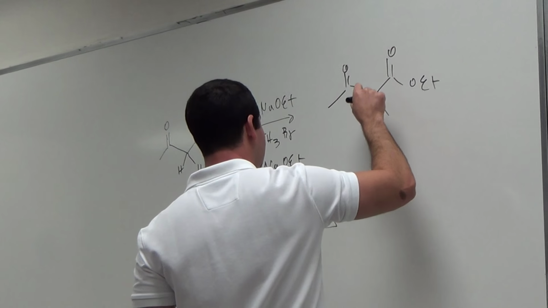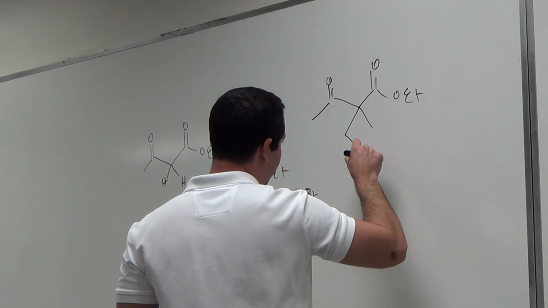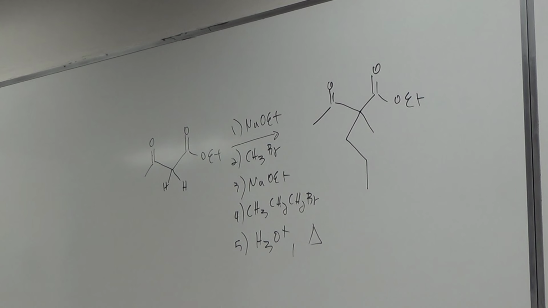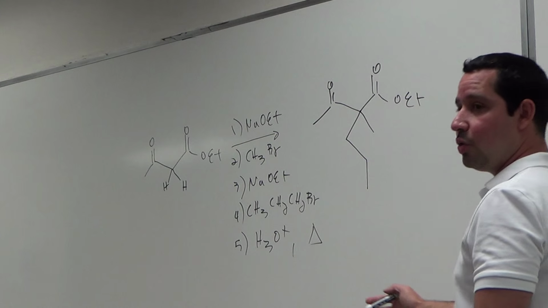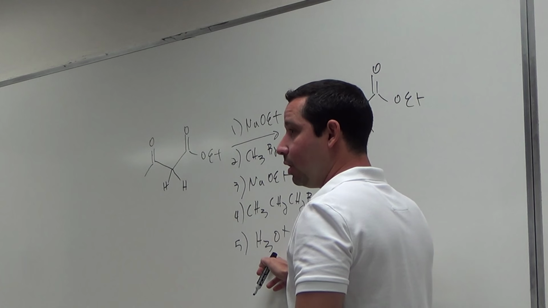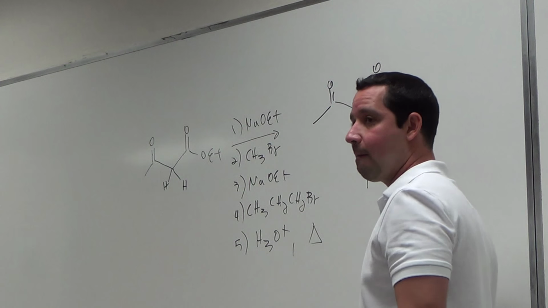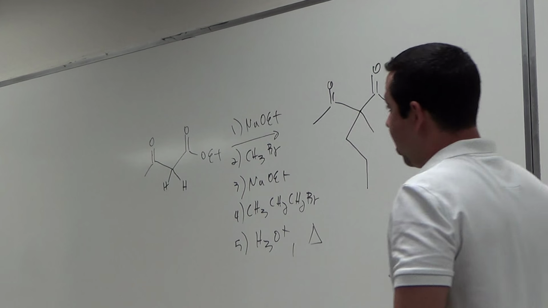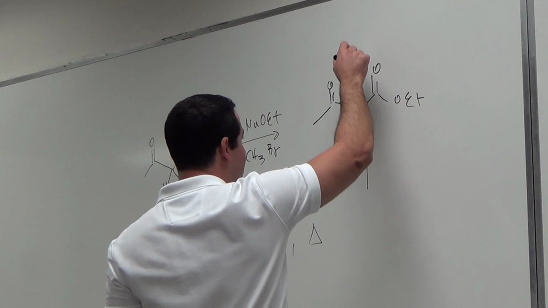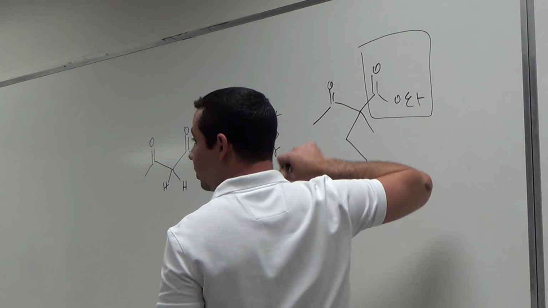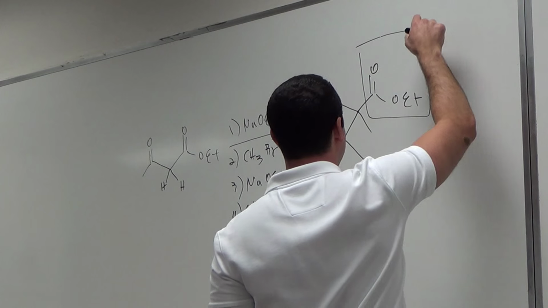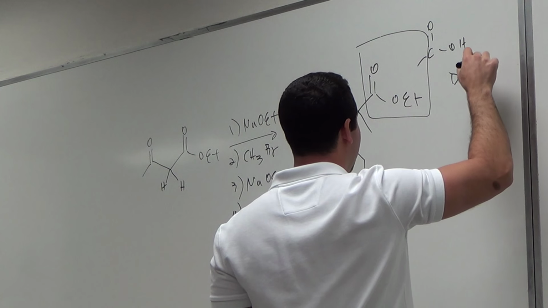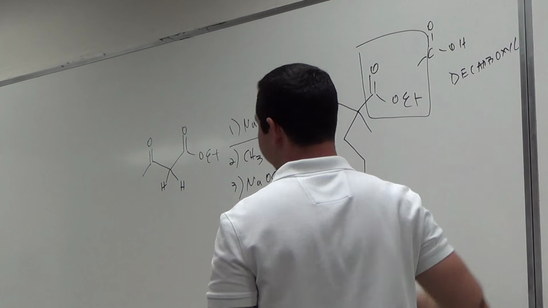How does that look like? CH2, CH2, CH3. Yes or no? That's how that looks like. And then I am going to add this and heat. What is that going to do? Decarboxylation. Now, where am I going to do decarboxylation from? I can only do decarboxylation from this side, yes? First, that will be converted into a carboxylic acid, and then decarboxylation. And what that is going to do is what?